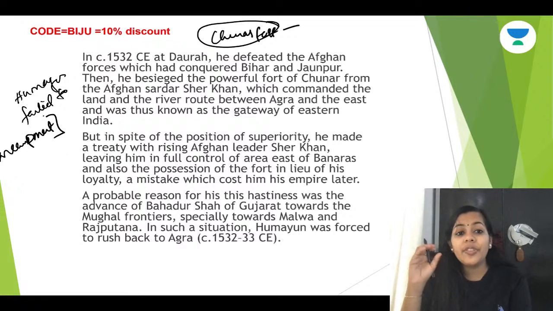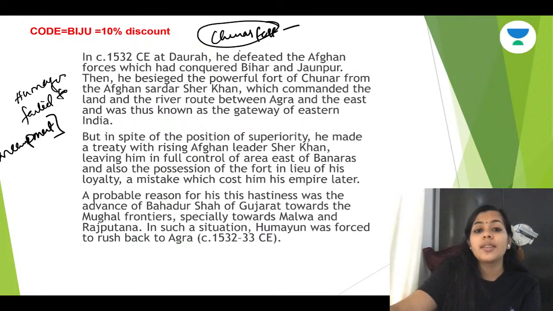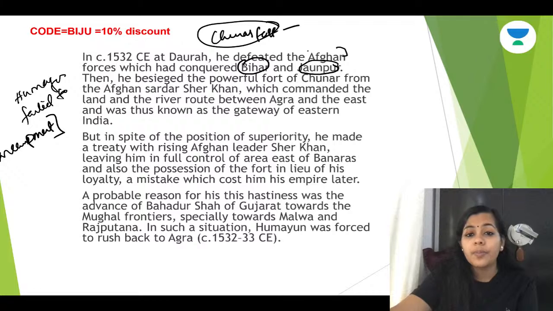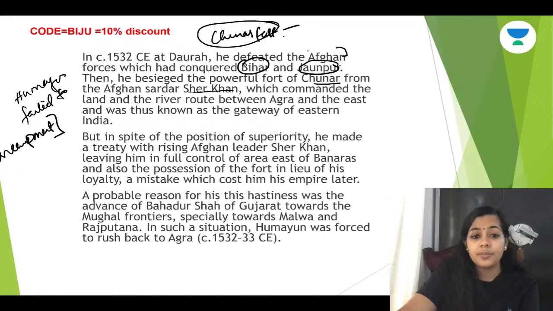Like, we'll start with 1523, that is in Daura. Humayun was able to defeat the Afghan forces and he conquered Bihar and Jaunpur. So this created a threat to him from the Chunar fort, from the Afghan Sardar Sher Khan. But what happened? He just left him, leaving all the forces in control of the area of East Benares and also possession of the fort, in lieu of his loyalty. So, what happened?